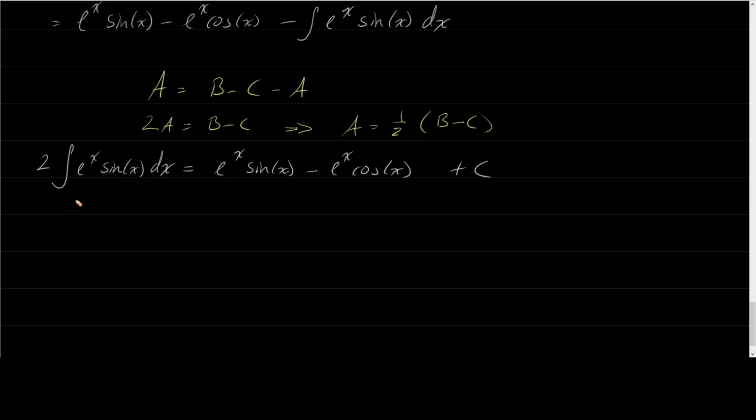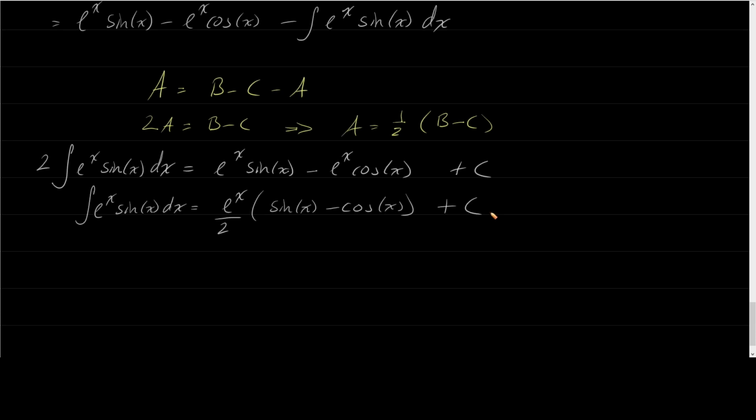So in here, now if I divide both sides by 2, I can confidently say that the integral of e to the x sine x dx would be 1/2, well, let's factor out the e to the x. If I factor out the e to the x, I end up with e to the x over 2 times sine of x minus cosine x plus c. All right, and that would be the final answer there.